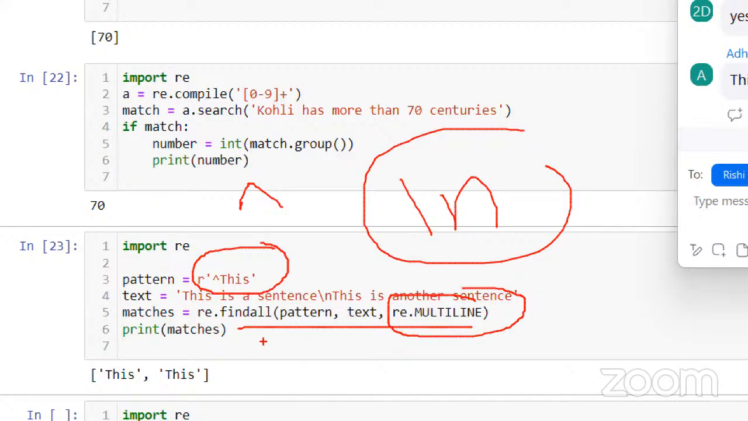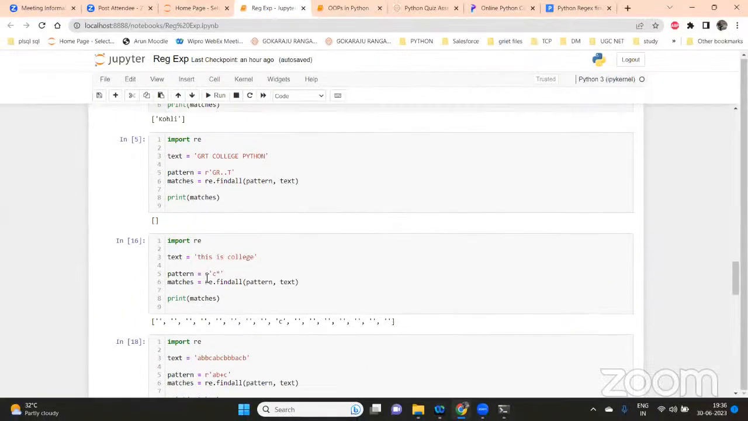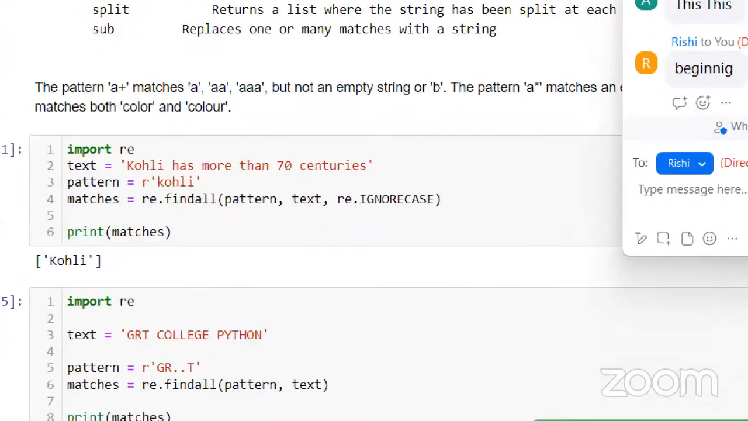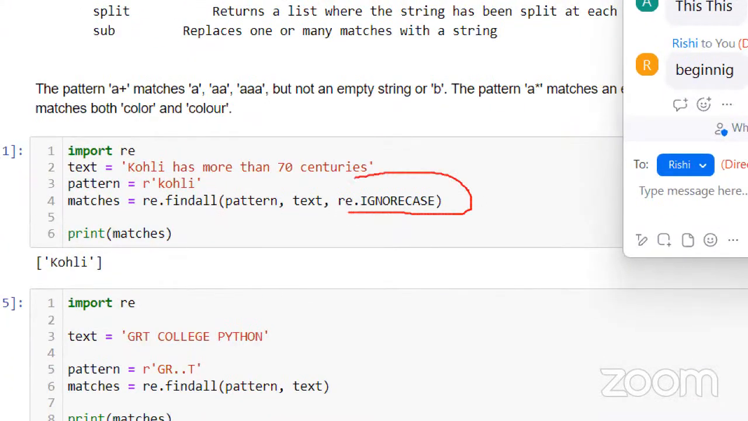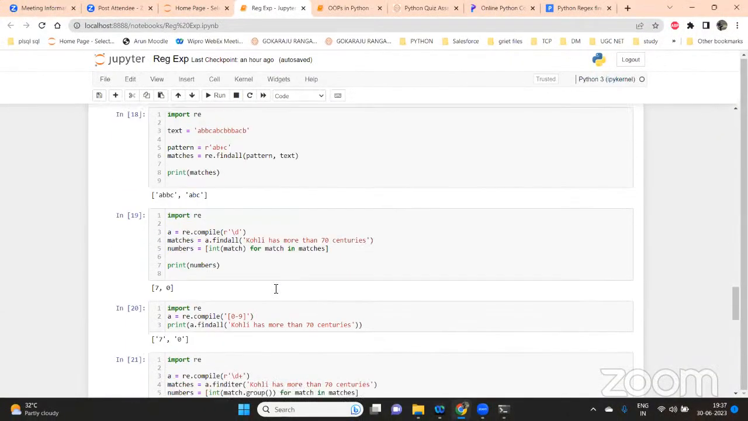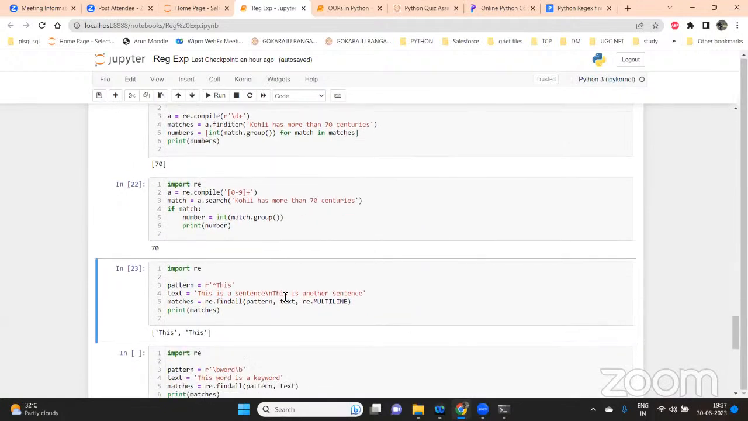In the first example we saw, the word was police, and there we are ignoring the case. How many of you observed? Here, what is this? re.IGNORECASE. Because I am trying to search for the pattern poly, but we have a capital K here, so I am ignoring the case. If you don't mention this, this will be a false output. So in such cases, these inbuilt functions will be useful: ignore case and multi-line.